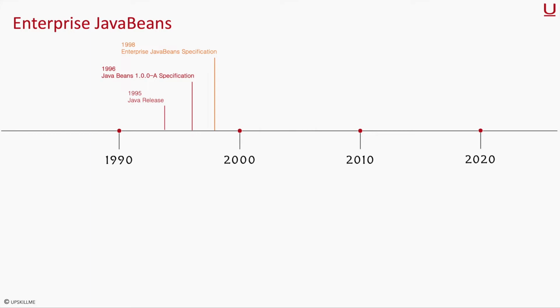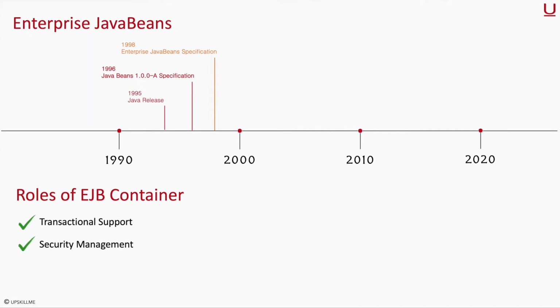Enterprise JavaBeans are managed by a central component defined in the specification as the EJB container. EJB containers provide the runtime environment for Enterprise JavaBeans to execute. It is the responsibility of the EJB container to provide transactional support, security management, and other services that are generally required as a part of manageable server platform.